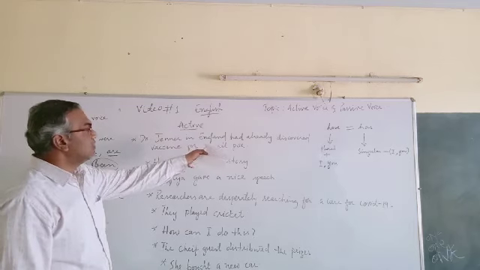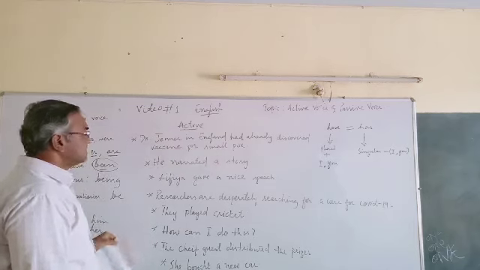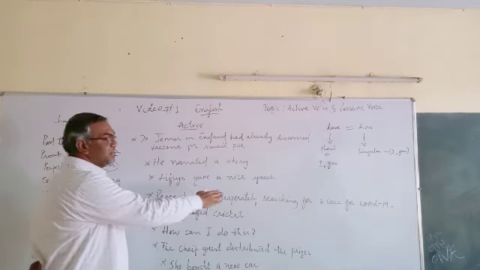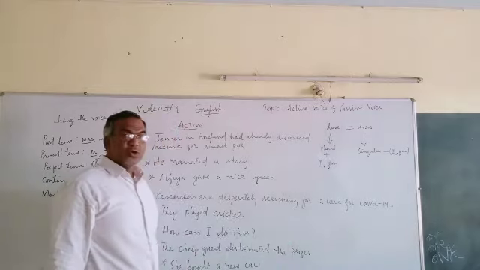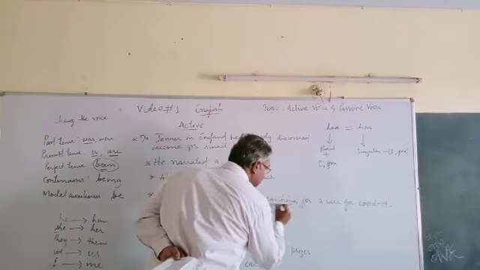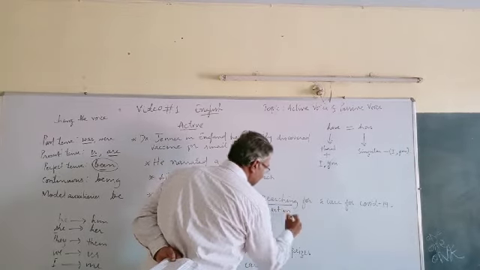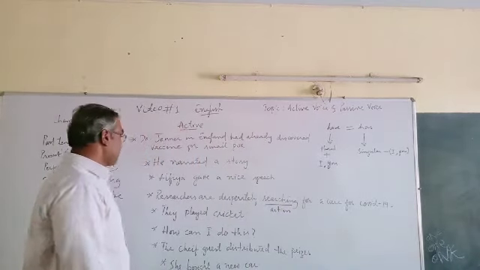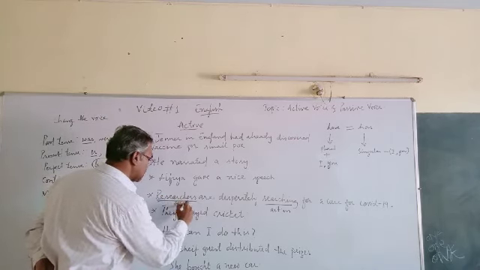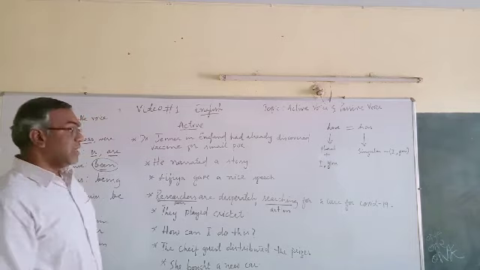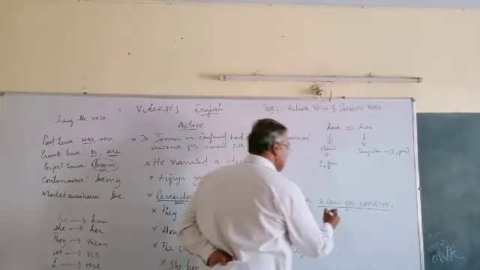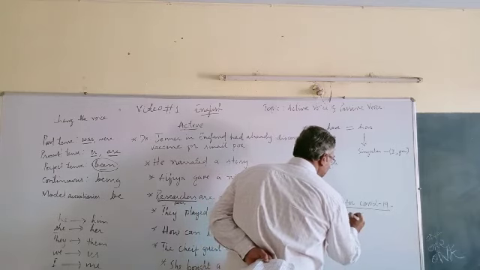I tell you the answer for these sentences. See, for example, researchers are desperately searching for a cure for COVID-19. Here, in this sentence, searching is action. Researchers, doer. And a cure for COVID-19 is receiver of the action.